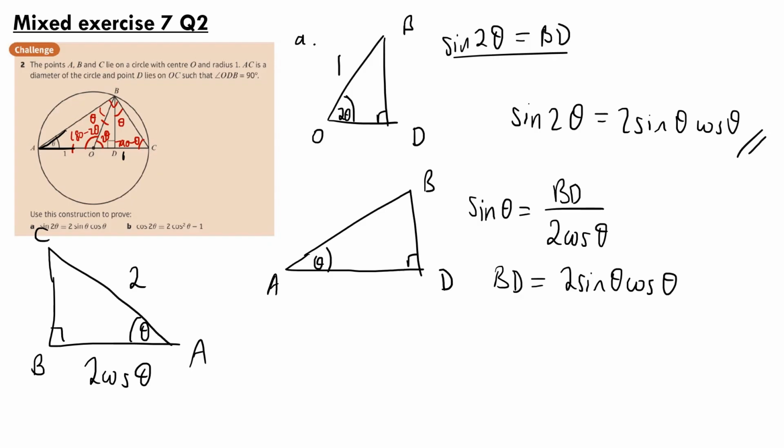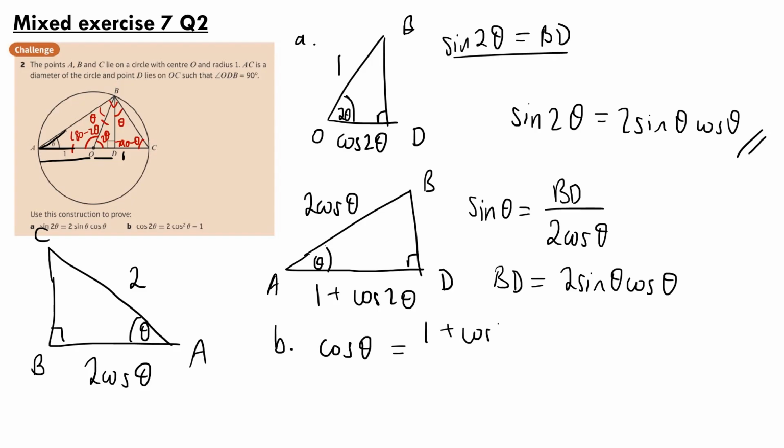So for part B then, if we return to the triangle ABD, then we now know AB has length 2 cos theta. And if we want to work out what cos of 2 theta is, if we look at the triangle OBD up here, then cos of 2 theta is the length OD. And the length AD is from A to O plus O to D, so that's 1 plus cos 2 theta. We know then that cos of theta is equal to the adjacent over the hypotenuse, so 1 plus cos 2 theta over 2 cos theta.